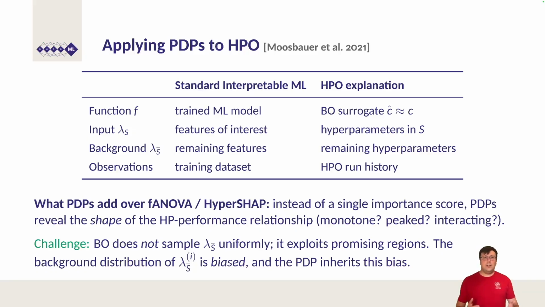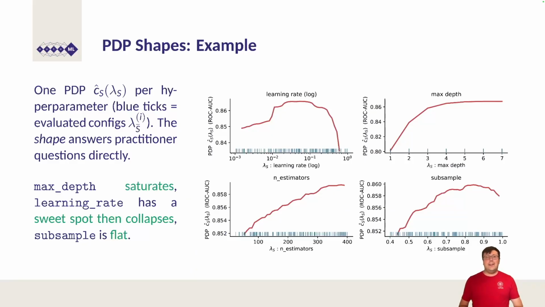But there is a critical caveat specific to hyperparameter optimization. Bayesian optimization does not sample the space uniformly. The acquisition function deliberately concentrates evaluations in promising regions, so the empirical distribution of the background hyperparameters is biased, and the PDP computed naively over the run history inherits that bias. This observation drives the remainder of the section. Let's have first of all a look at an example.